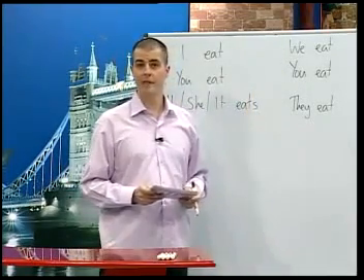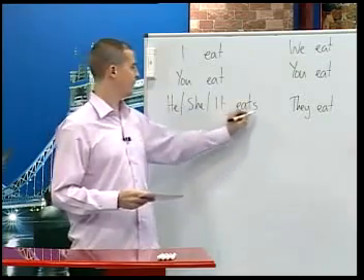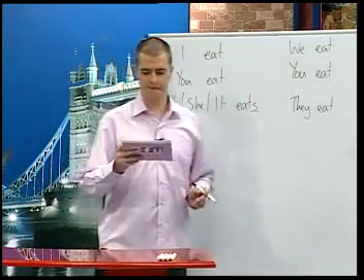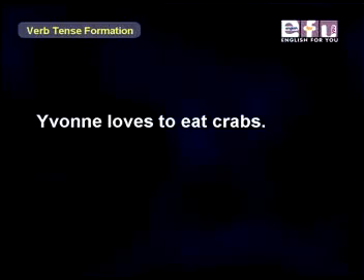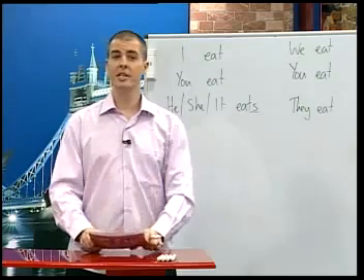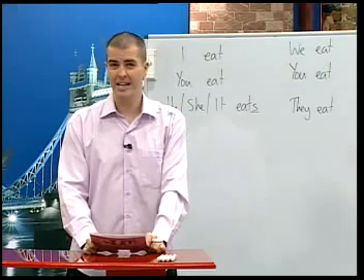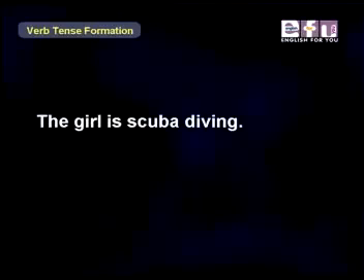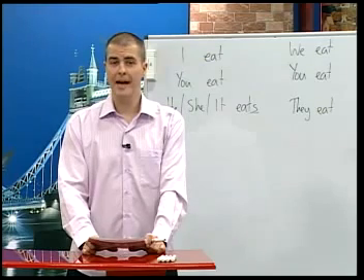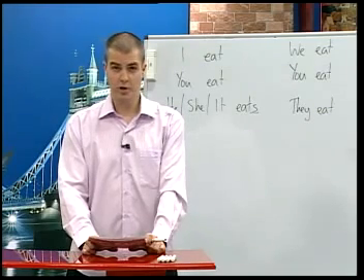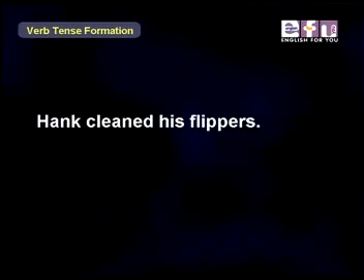Now the verb after he, she, or it has a final S. For example, Yvonne loves to eat crabs. The present continuous is formed by adding ing after the verb. The girl is scuba diving. We form the simple past by adding ed to the verb. For example, Hank cleaned his flippers.